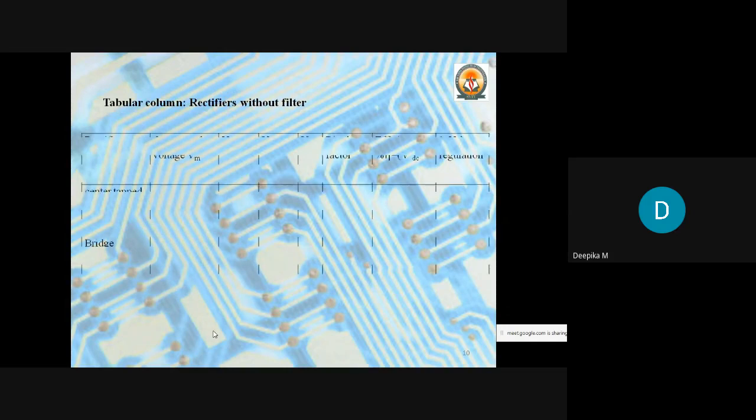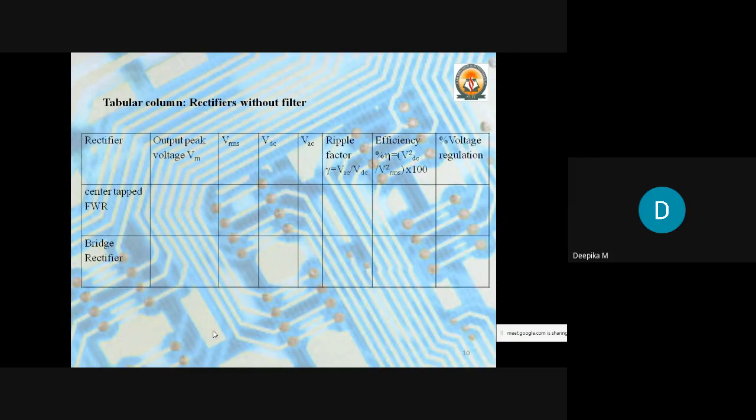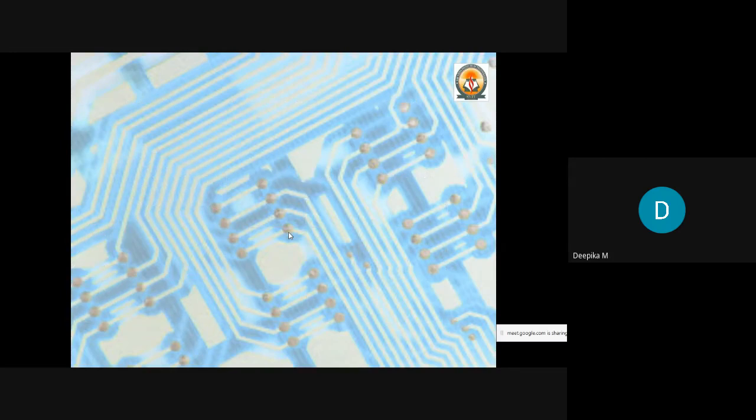And coming to the tabular column, here we have it for the center tapped and also for the bridge wave rectifier. I'll explain the bridge wave rectifier in the further slides. Here VM has to be measured by using the CRO screen, and VRMS, VDC and all these things can be calculated by using the formulas. Okay, so this is the tabular column without filter. For with filter, as I told you, the formula is a little different. Again here we need to measure the peak to peak voltage, and the other things can be calculated by using the formula and tabulated over here.